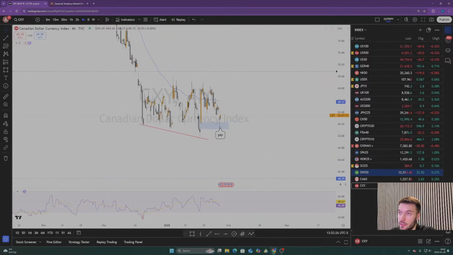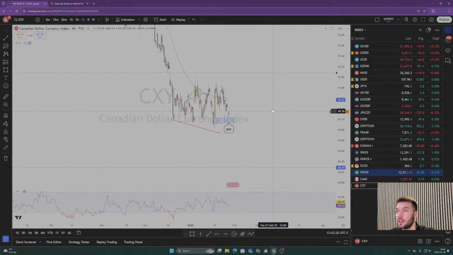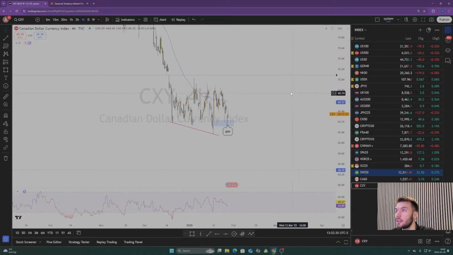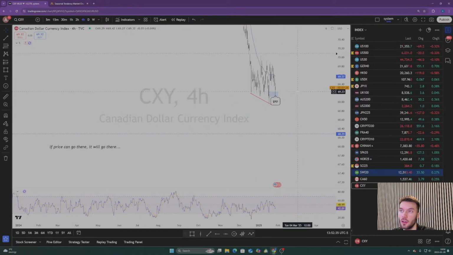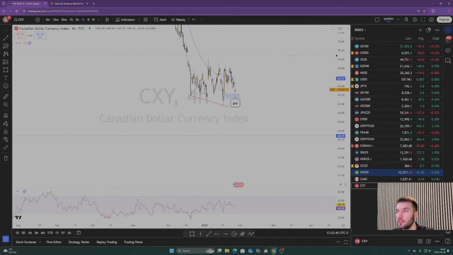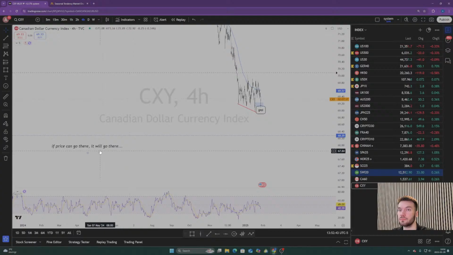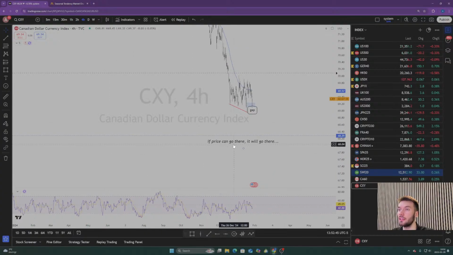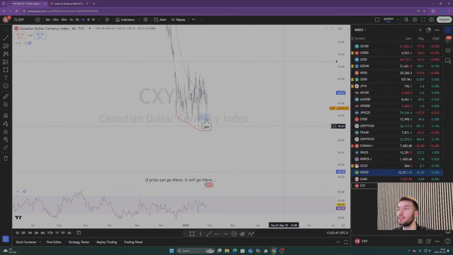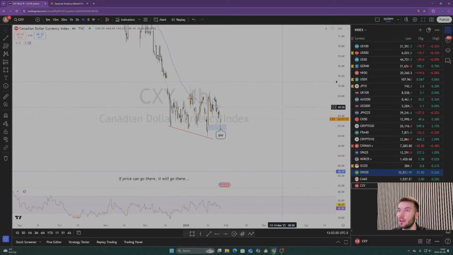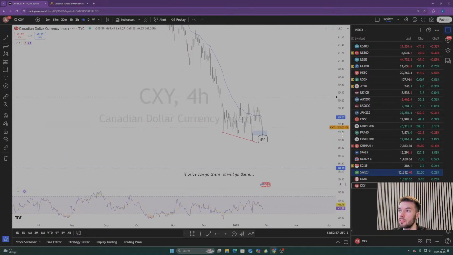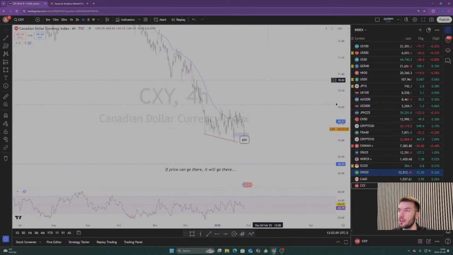Hopefully we get it. If we don't, that's fine. I'm out most likely of my position, and I have been wrong. Price can still move down another 100, what was it? Yeah, 100 pips, 100 points, whatever it's called. And we know that if price can go there, it will go there. So as soon as we get the signal that it wants to go there, we're out, okay? Otherwise, I am looking for a huge retracement, huge reversal actually here.